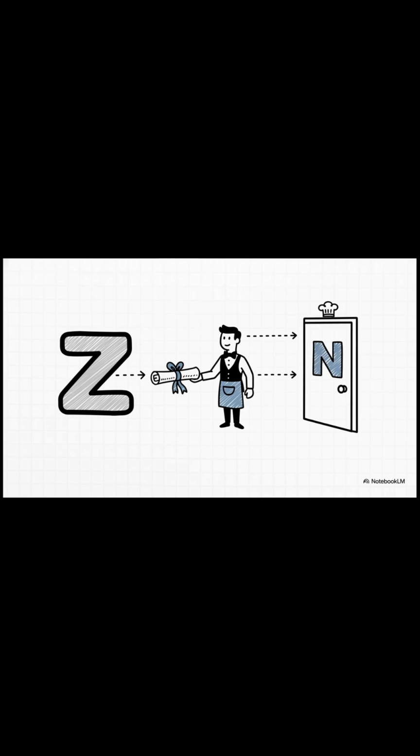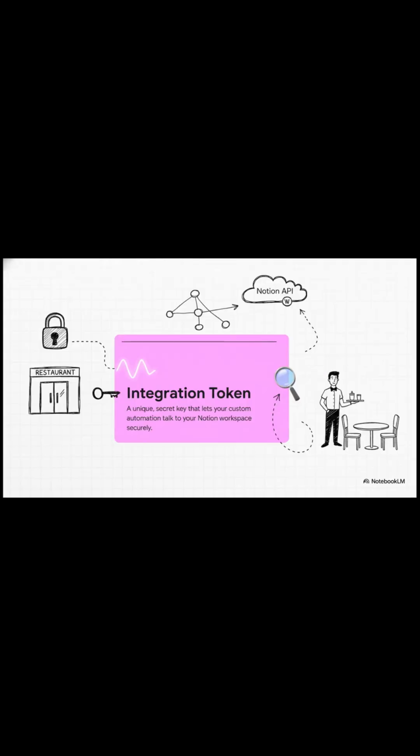It basically lets us write a custom order, something that isn't on the standard menu, and have our waiter deliver it for us. But of course, before our waiter can place our order, we have to prove we're actually allowed in the restaurant. And that's where an integration token comes in. It's basically a secret password that you generate in Notion. It's what proves to Notion that your automation has permission to be talking to your workspace.